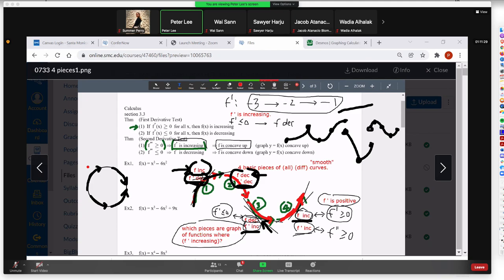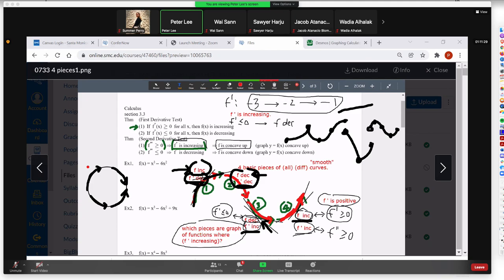Any questions on this? So you have to know these four pieces really well. That's why I spend so much time here. Make sense? Questions here? Anybody have any questions?